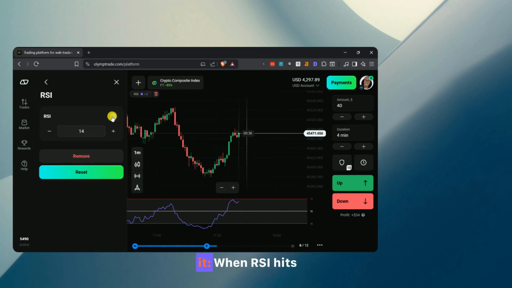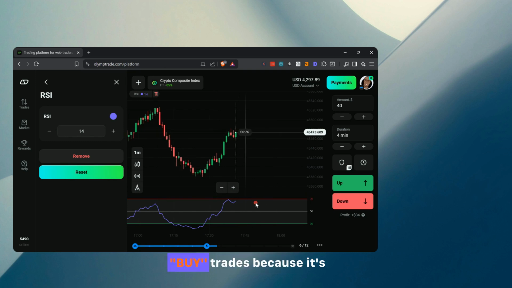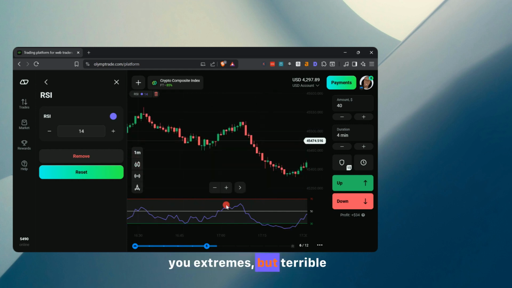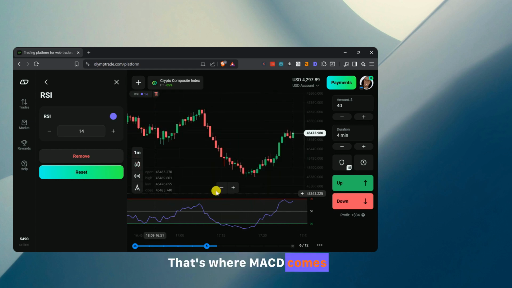Here's how I use it. When RSI hits above 75, I'm looking for sell trades because the asset is overbought and likely to drop. When it dips below 25, I'm hunting for buy trades because it's oversold and due for a bounce. But here's the key. Never trade RSI alone. It's great at showing you extremes but terrible at timing. That's where MACD comes in.